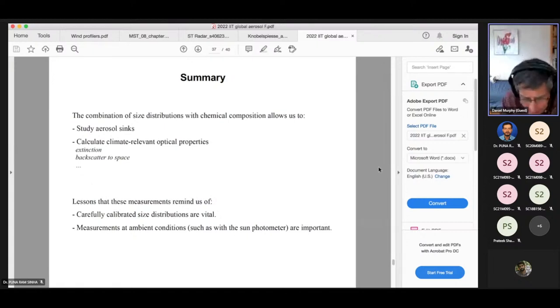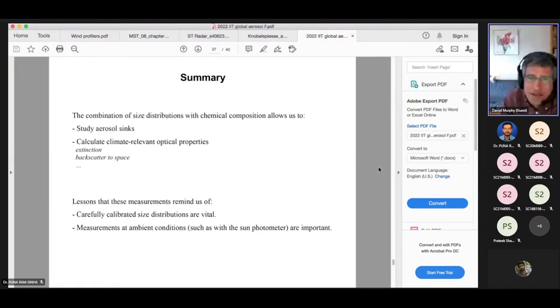And looking at preparing this talk, there are some lessons learned. One of them is the vital importance of carefully calibrated size distributions. If you're out making measurements, one of the most important things you can do is make carefully calibrated size distributions. It doesn't get the attention of the mass spectrometers that I run, but they're really important.